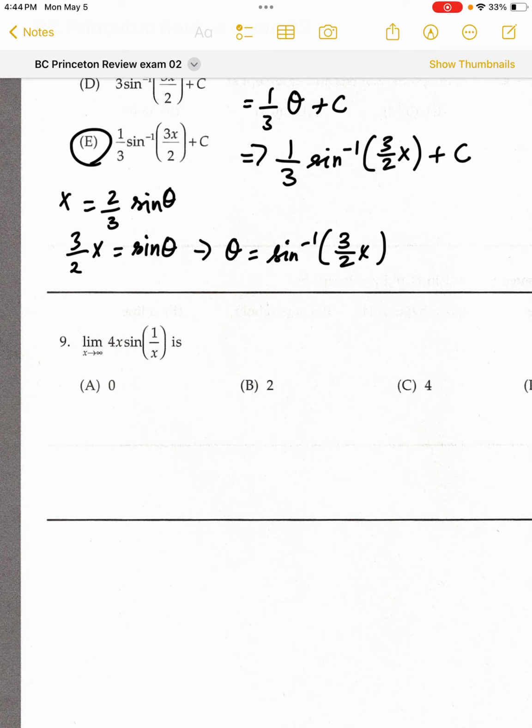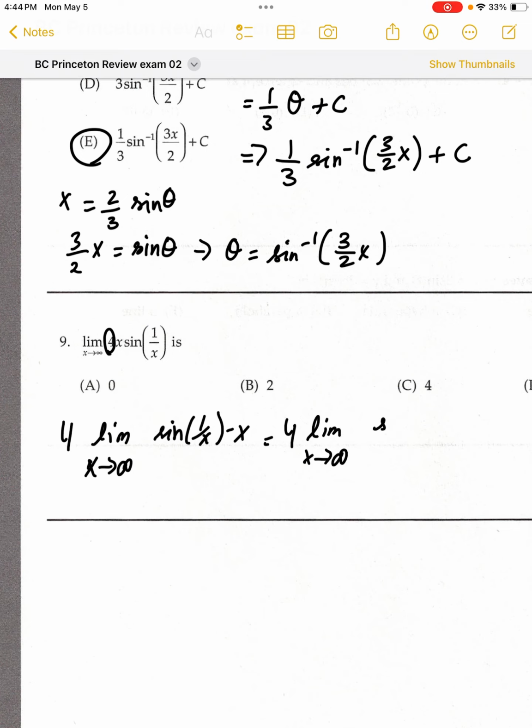Number 9: the limit as x approaches infinity of 4x times sine of 1 over x. Since 4 is a constant, I can factor it out of the limit. So we get 4 times the limit as x approaches infinity of sine of 1 over x times x. I'm going to write this limit in a more enlightening way, as the limit of sine of 1 over x over 1 over x. This is the same thing. And if you notice, the argument of the sine expression matches the denominator.